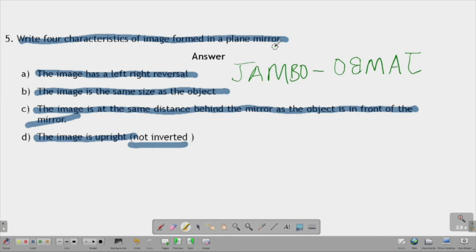So a quick review of the characteristics. It has left-right reversal. It is the same size. It is at the same distance. The image is the same distance behind the mirror as the object in front of the mirror, and the image is upright.